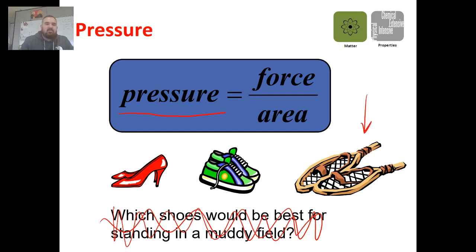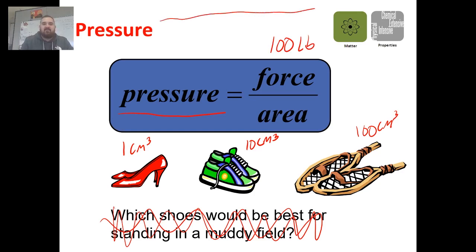And I'm going to give each one of these a number. So I'm going to call this 1 centimeter cubed. I'm going to call this 10 centimeters cubed. And then I'm going to call this one 100 centimeters cubed. Now let's say that you weigh 100 pounds. If you weigh 100 pounds and you are about to stand on a frozen lake. So here's the frozen lake. It's frozen over. You're trying to stand on it. Which shoe is most likely going to break right through?